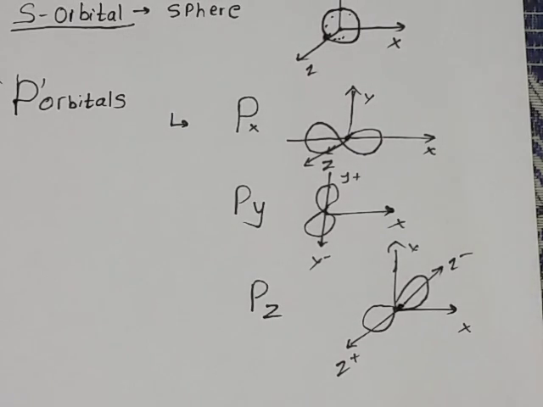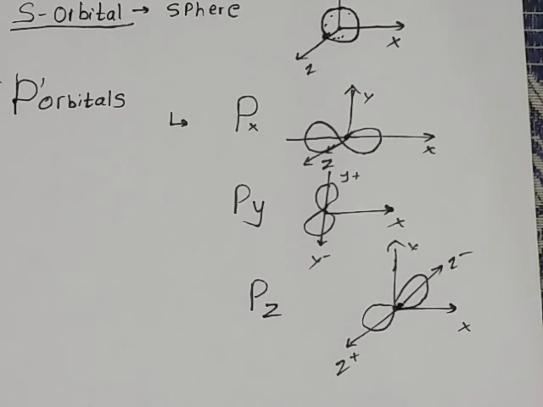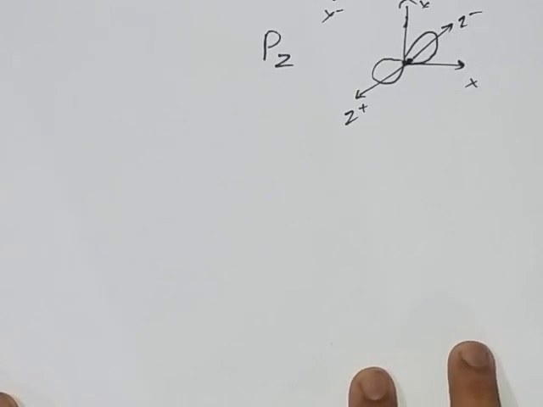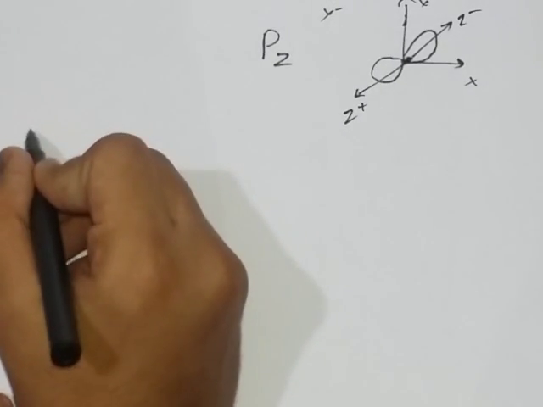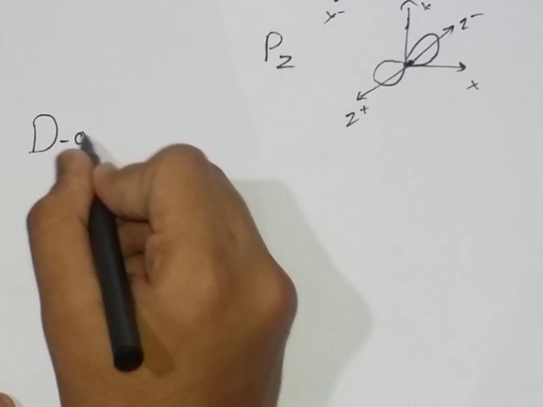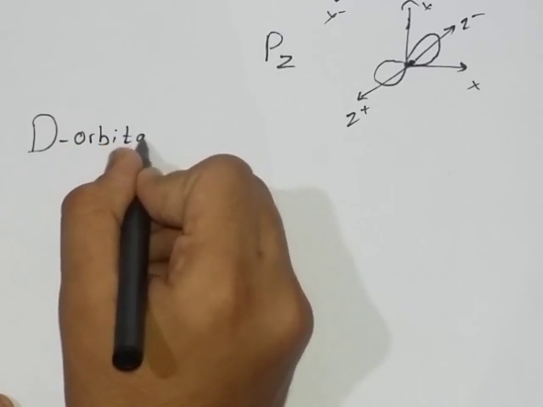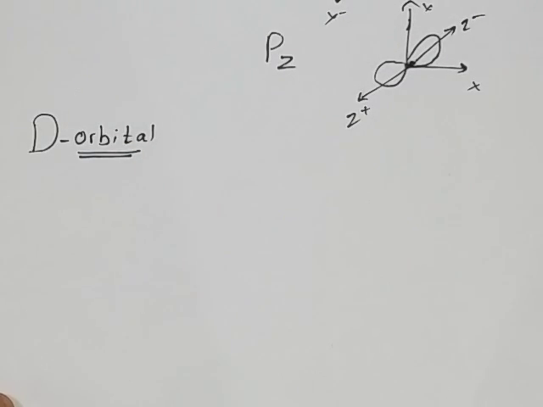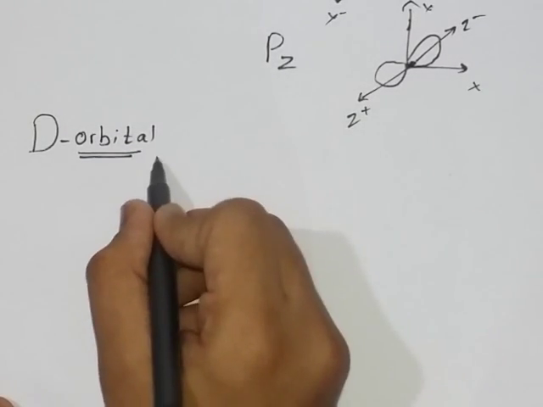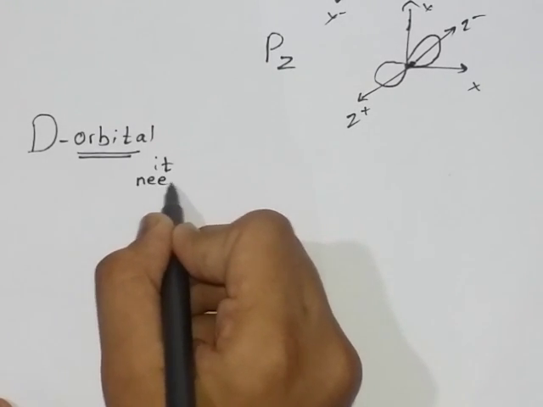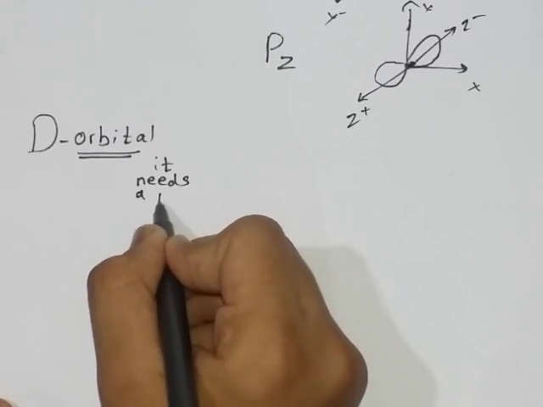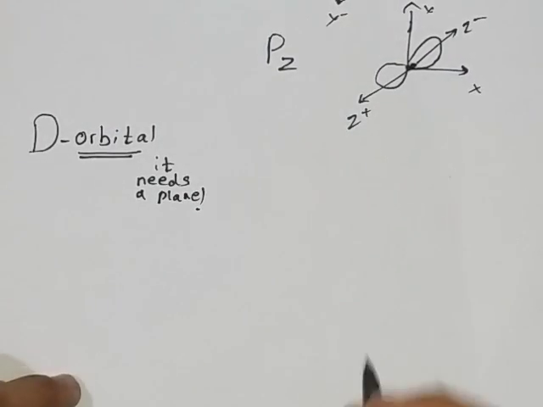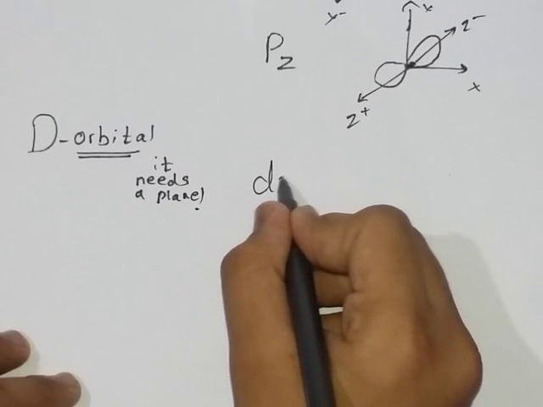And now let's get on to d orbitals. Now d orbitals need a plane. Let's move on. Come on. So it's the d orbital. What is a d orbital? Now let's see. It needs a plane. Not an aeroplane, sorry, a plane. So now first we can say dxy.